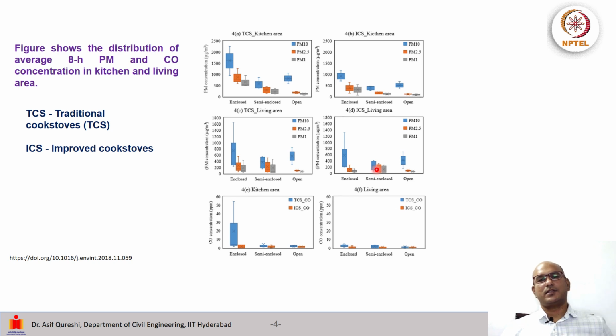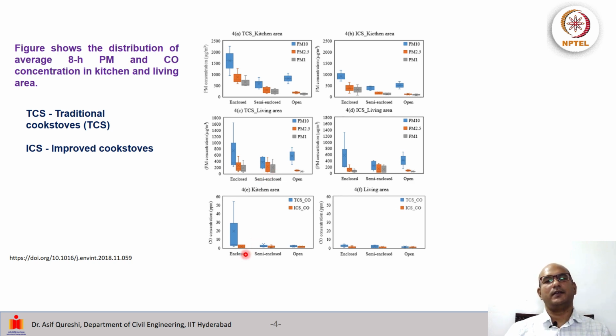In semi-enclosed and open kitchen houses, when one changes from traditional to improved cook stoves, there is pretty much no change in the air quality, because in the living room perhaps the people movement is also important, and changing a cook stove in the kitchen in an open or semi-enclosed environment was not influencing the PM concentrations that much.